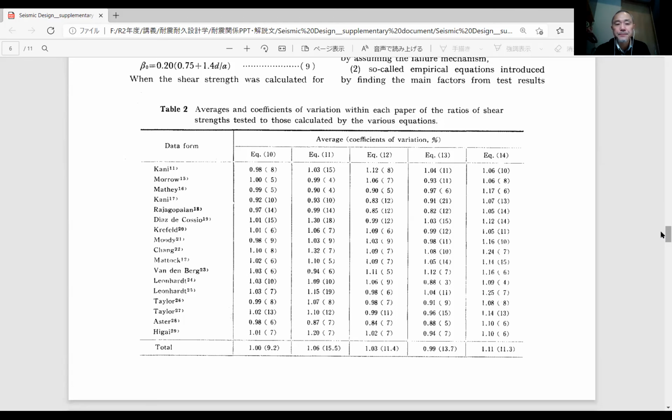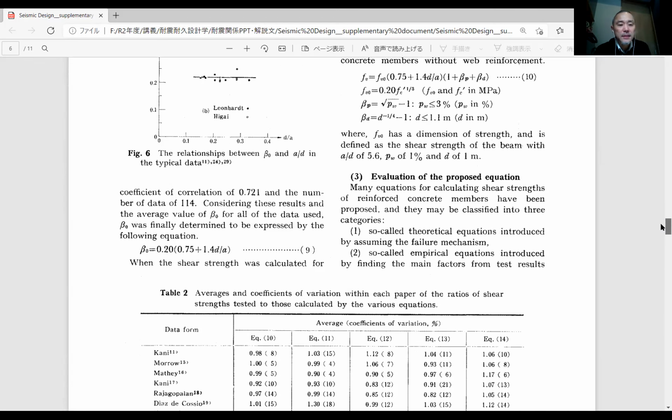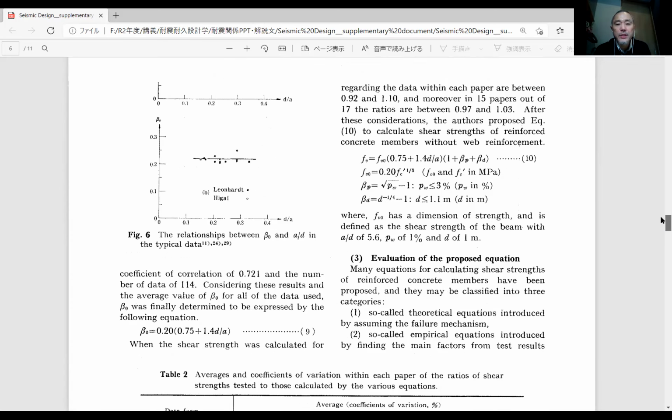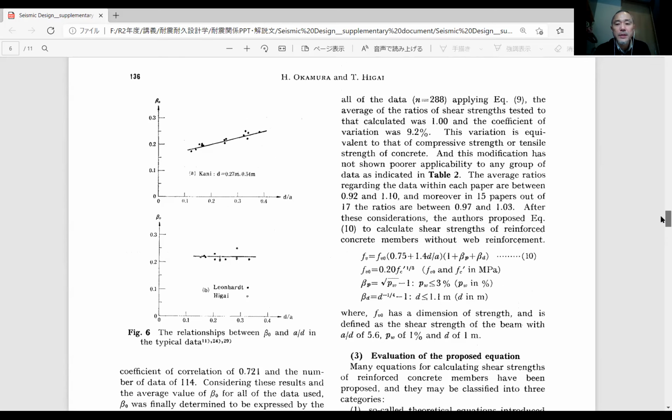Let's find it. If you can find it, please tell us. Yes. COV was 9.2%. This variation is equivalent to that of compressive strength or tensile strength of concrete. So it means that the accuracy of this equation is very high.